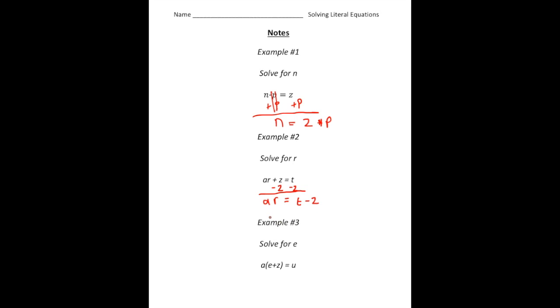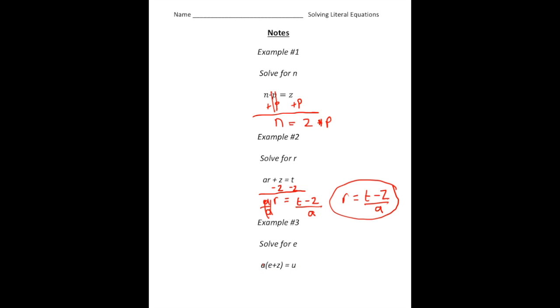Now remember, this means a times r, right? So to get r by itself, I'm going to divide both sides by the a. So r is going to equal t minus z divided by a. There it is. All right, example number 3, we're trying to solve for e. Now this one's a little more confusing because here we have a times e plus z equals u.